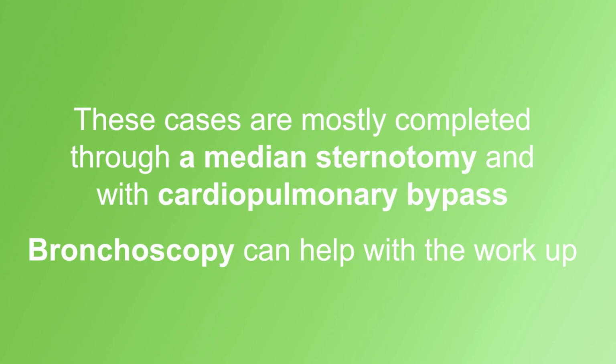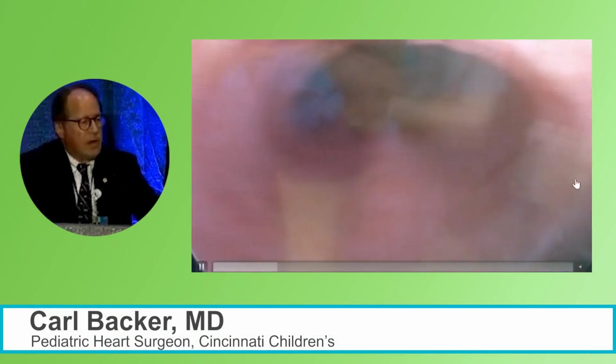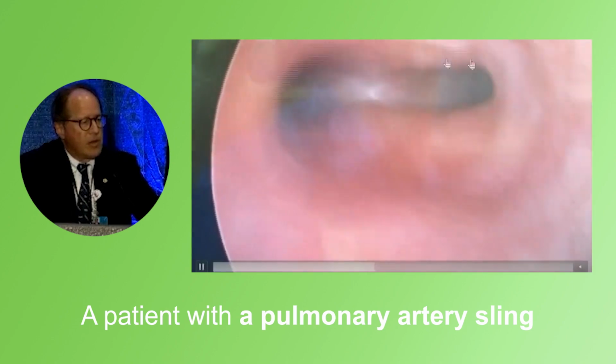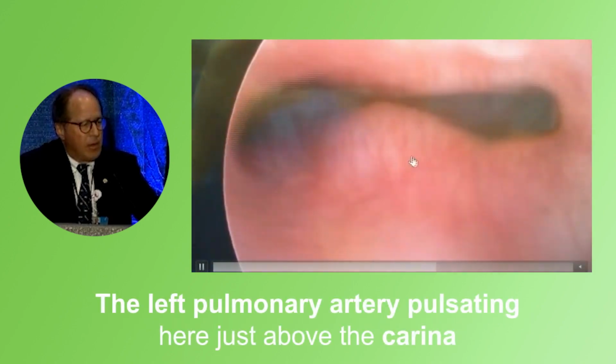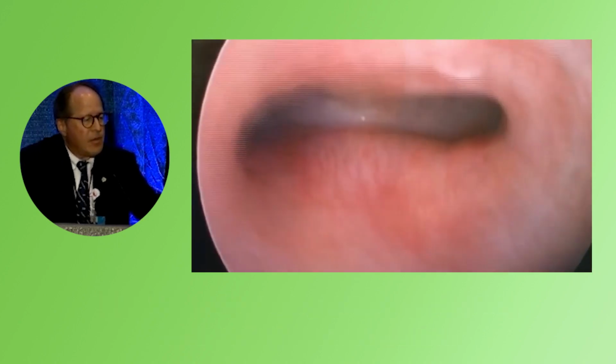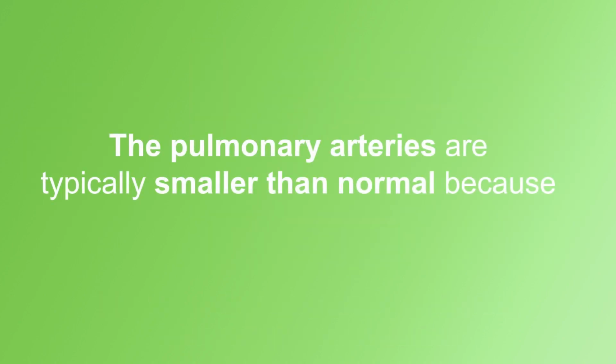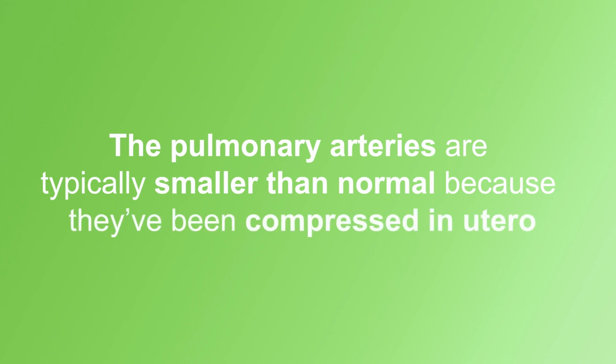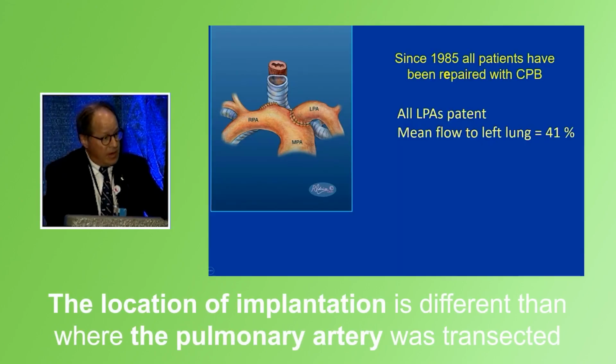Bronchoscopy can help with the workup. This little video shows the patient with a pulmonary artery sling, and you can see the left pulmonary artery pulsating here just above the carina. Quite an impressive little video. The pulmonary arteries are typically smaller than normal because they've been compressed in utero. We can also see that the location of implantation is different than where the pulmonary artery was transected when it was moved.